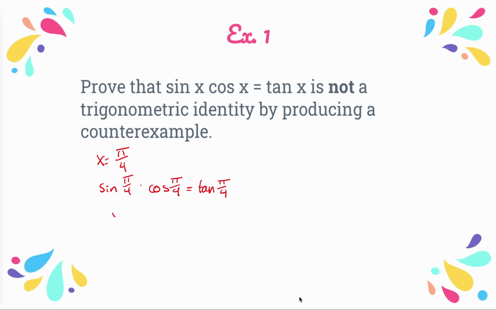Sine pi over 4 is the square root of 2 over 2, and cosine pi over 4 is the square root of 2 over 2. And if we multiply those together, we get 2/4 or 1/2. Tangent of pi over 4 is 1. 1/2 does not equal 1, thus this is not an identity. So x equals pi over 4 is a counterexample.